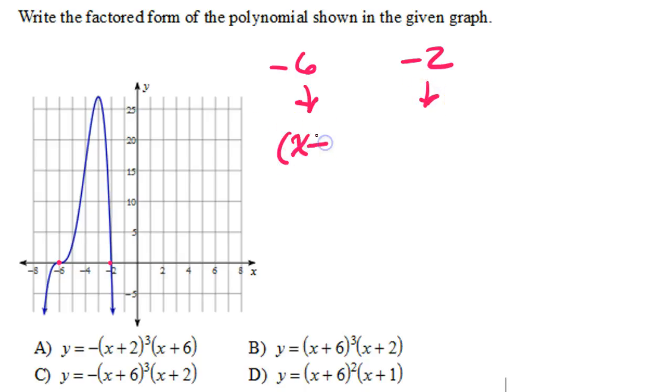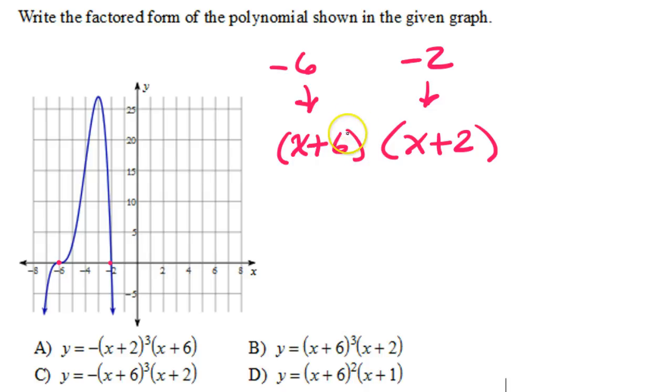-6 would come from a factor of x plus 6. It's the opposite, but you could think of it as if you were to set this equal to 0 and solve, you would get -6. Similarly, here, -2 would come from a factor of x plus 2.